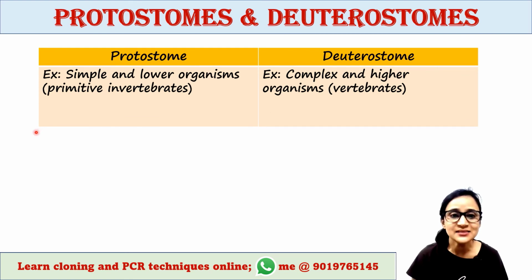Now the examples. Simple and lower organisms such as primitive invertebrates are examples of protostomes. And complex and higher organisms such as vertebrates are examples of deuterostomes.